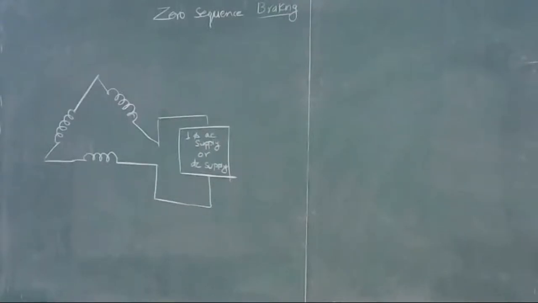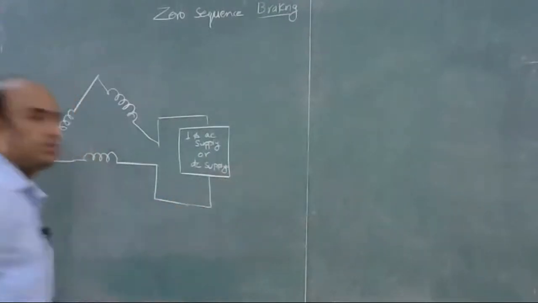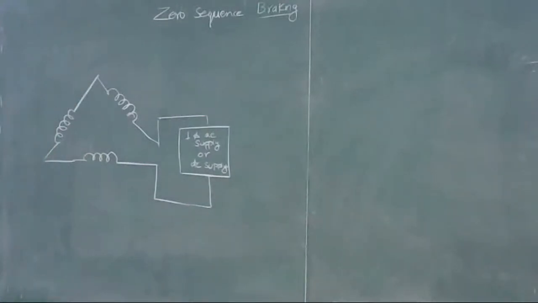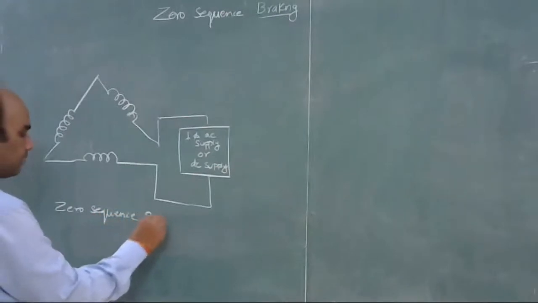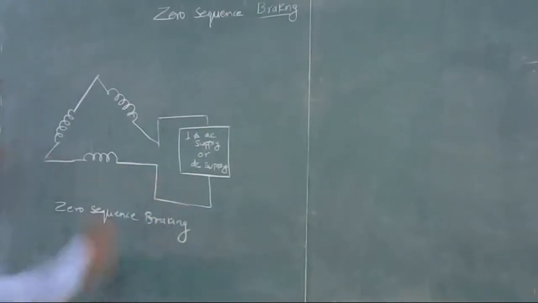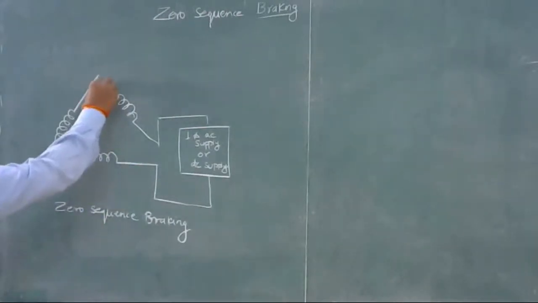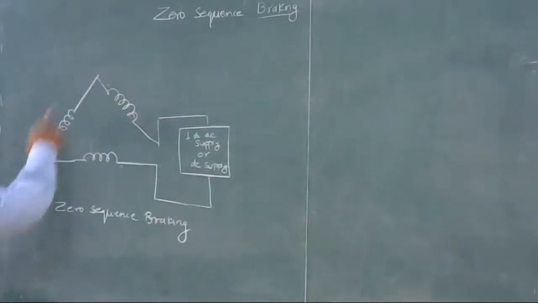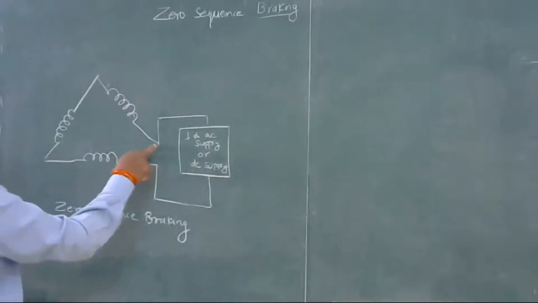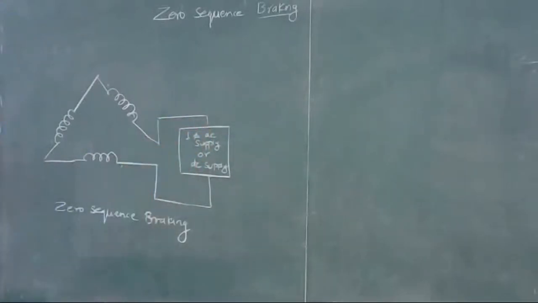This connection is known as zero sequence connection. So what we have done is disconnect the stator of this delta connected induction motor and connect it across a single phase AC supply or DC supply.